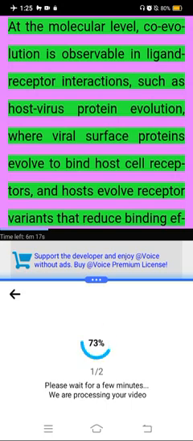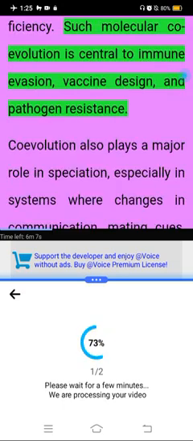At the molecular level, coevolution is observable in ligand-receptor interactions, such as host-virus protein evolution, where viral surface proteins evolve to bind host cell receptors, and hosts evolve receptor variants that reduce binding efficiency. Such molecular coevolution is central to immune evasion, vaccine design, and pathogen resistance.